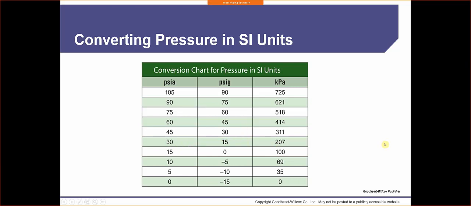For the sake of our measurements, our class, everything that we do, everything we test is in psi gauge. We just assume we know that there's 15 psi of atmospheric pressure bearing down on us. That's going to affect things. If you were to go somewhere up high in the mountains, like Colorado, that's going to change things.